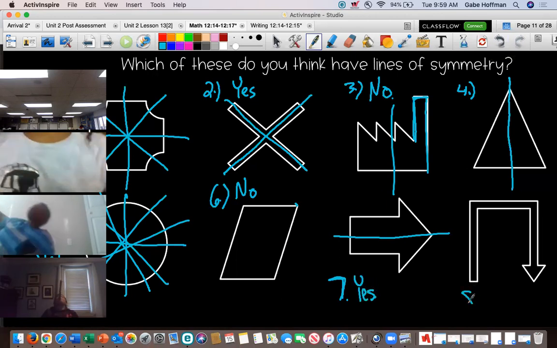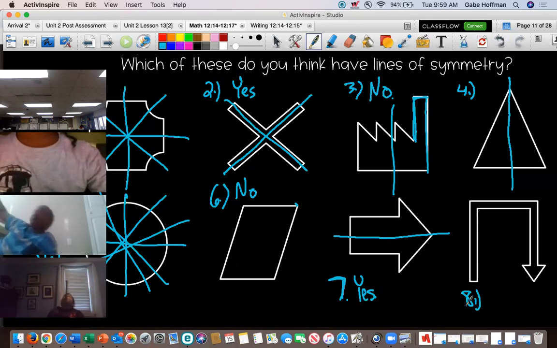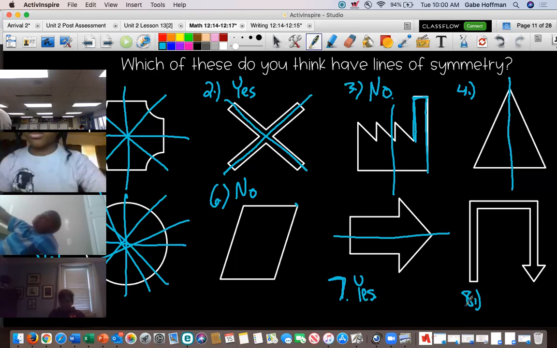And number 8, Corbin, put the recorder away. That has nothing to do with math.